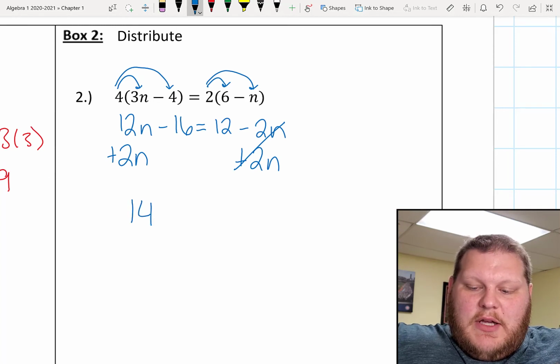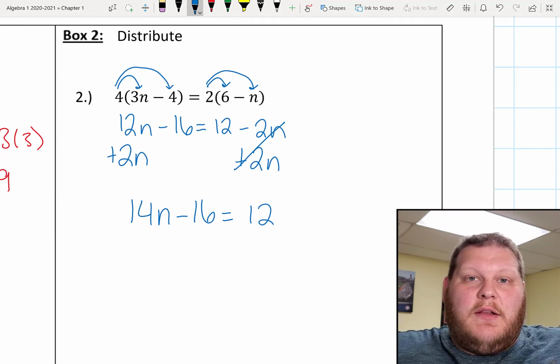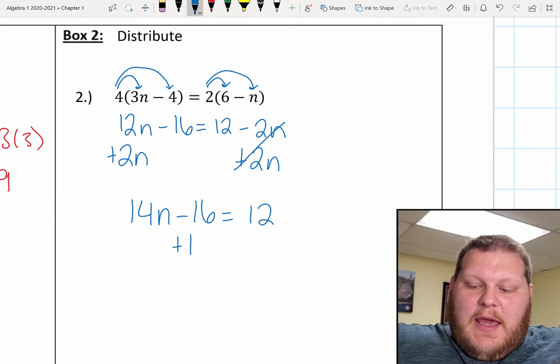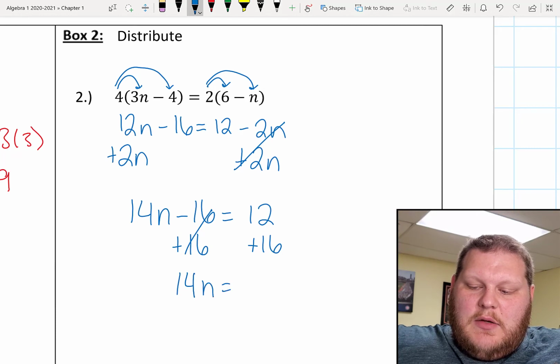I have a total of 14n minus 16 on the left side and 12 on the right. And now it looks like a problem we had during the last section. I have to get my variable term by itself. So now I'm going to go ahead and add 16 on both sides. They cancel out. 14n equals 28.